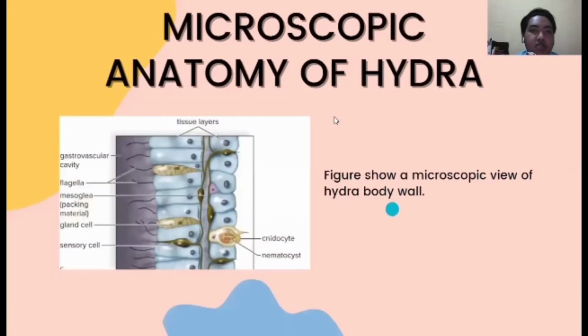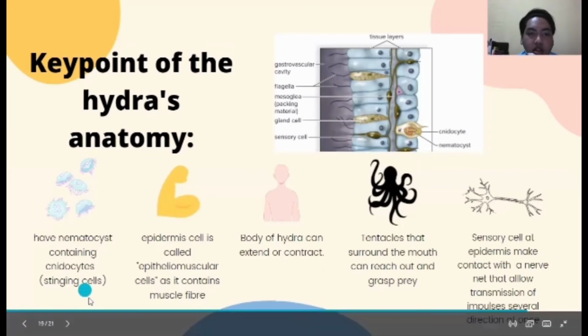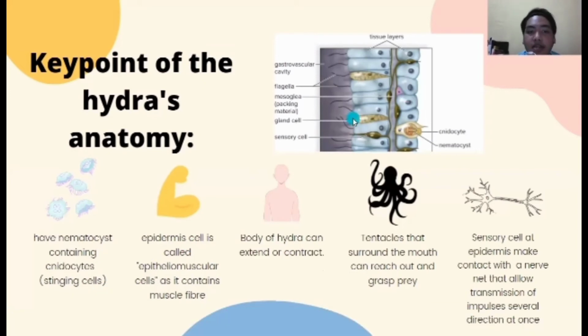So this is the microscopic anatomy of hydra. There are the tissue layers, cnidocyte, nematocysts. So these are some key points to remember about the hydra's anatomy. First, hydra have nematocysts containing cnidocytes, which are usually called sting cells. The epidermis cells of hydra are called epitheliomuscular cells, as they contain muscle fibers.